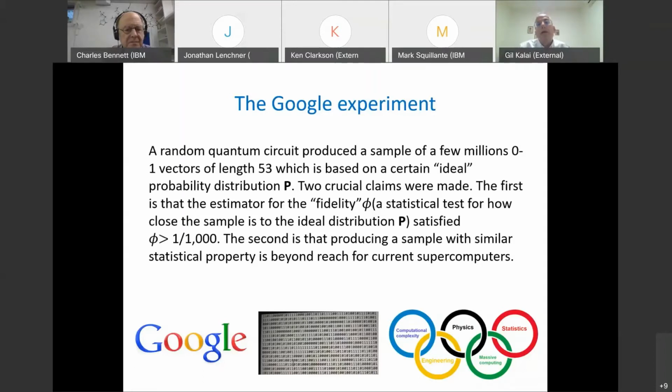And two crucial claims were made. The first is that the estimator for the fidelity phi, which is a statistical test of how the noisy sample is correlated with the ideal distribution, satisfies that phi is bigger than 1/1000. And the second is that producing a sample with similar statistical properties is beyond the reach of current supercomputers. And this constitutes the quantum supremacy or quantum advantage proof. And the evidence for both these claims is indirect. And in any case, this was the result.